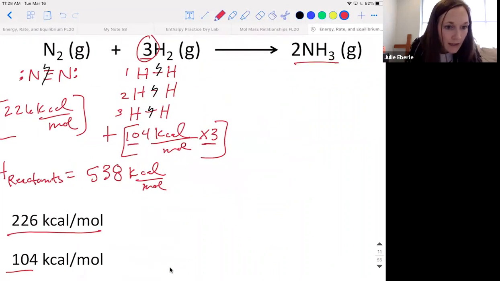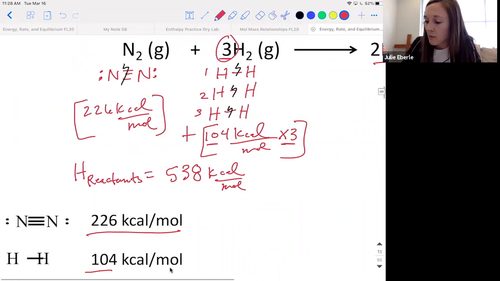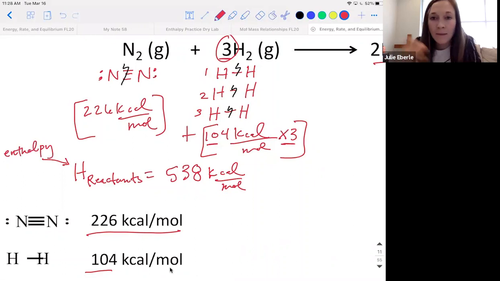Why did you write H reactants in the chat? Okay, remember we abbreviate enthalpy with an H. This is our enthalpy. I am adding up all the enthalpy of the reactants, how much energy it's going to cost us to break all the bonds on the reactant side. All right, so that's why I wrote H reactants. H is just the enthalpy of all your reactants.